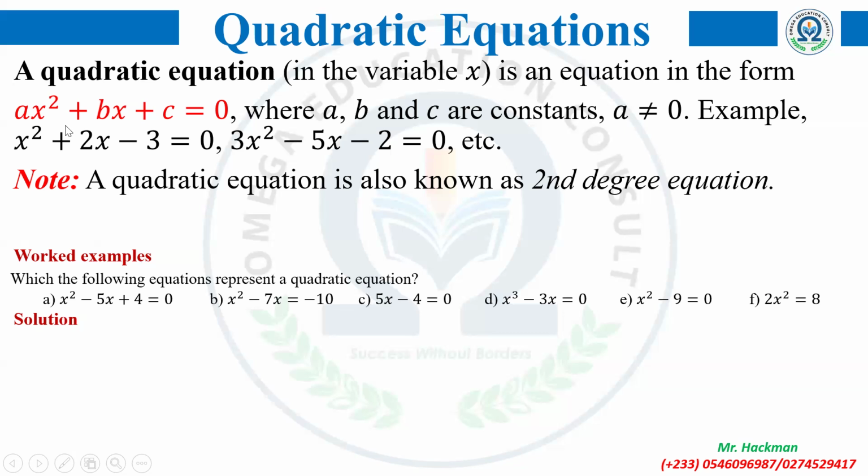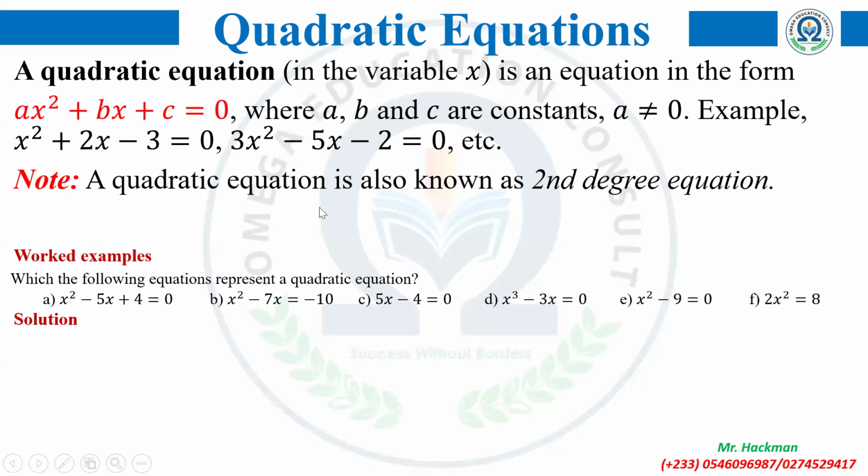So I can have a quadratic equation which will have no linear term, which is the term in x, which will have no constant term, or it will be devoid of both a linear term and a constant term. It is still quadratic because I have a variable x, and the power of the variable x is what? 2. Example, x squared plus 2x minus 3 is equal to 0, 3x squared minus 5x minus 2 is equal to 0, etc.